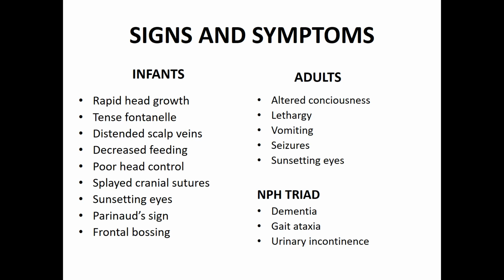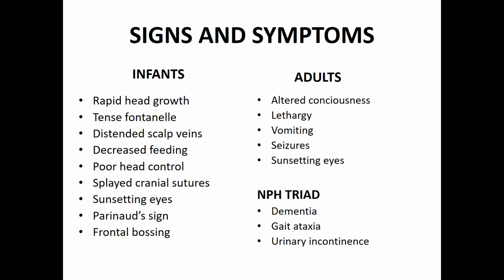In infants, symptoms do not develop very quickly, but in adults, if there is a slight enlargement of the ventricles, it causes pressure on the brain, and the adult will develop signs or symptoms of hydrocephalus. So what will be the symptoms in infants? There will be rapid head growth, tense fontanelle, distended scalp veins, decreased feeding or poor head control, then splayed cranial sutures, sunsetting eyes, Parinaud sign, and frontal bossing.